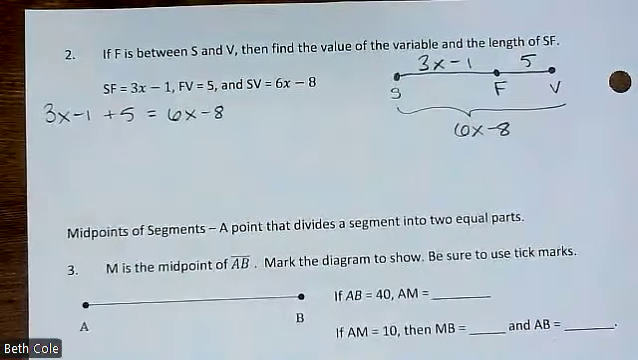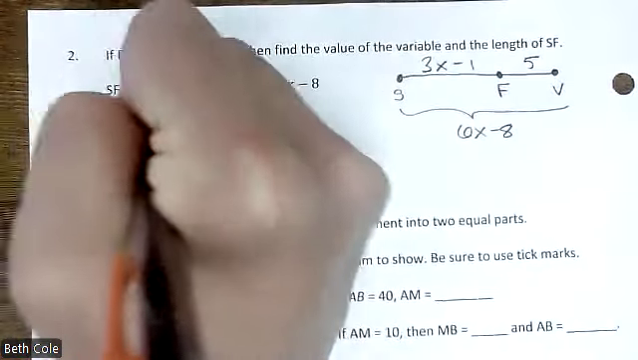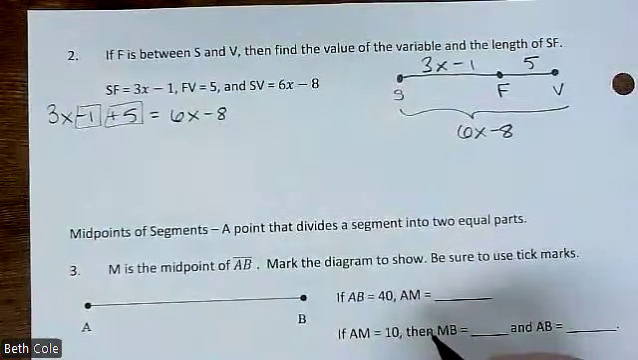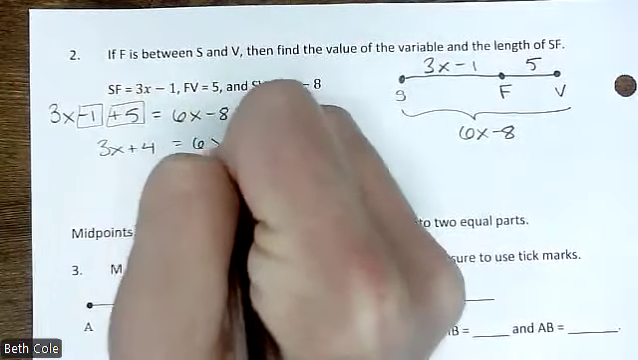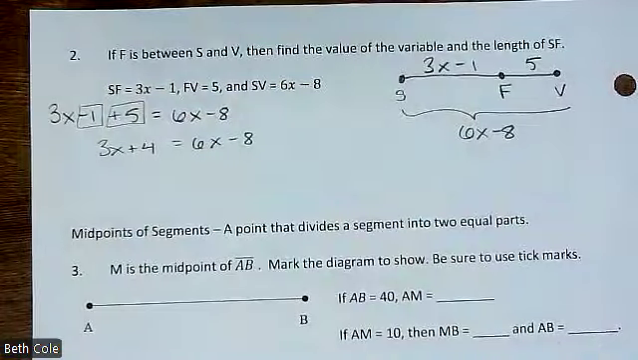Now, again, this is why you have to pass this class to go on to geometry, is you have to be able to solve that. So we're going to do like terms, -1 plus 5. We're going to squish our like terms together. That would be 4. And you're kind of just copying the rest of that. Life is like that sometimes. You're going to be okay.